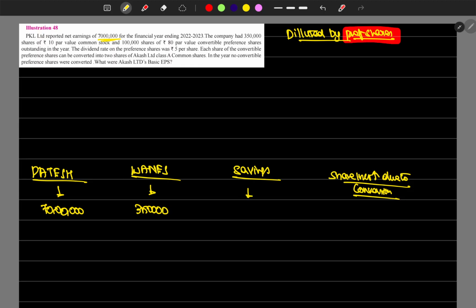Okay, what could be the savings for preference shares? If the preference shares are converted into equity shares, the preference dividend would be the savings, right? What's the preference dividend? Which is rupees 5 per share. Okay, each share of the convertible preference shares is converted into 2 shares. Okay, 1 lakh shares into 2 equity shares, which is 2 lakh equity shares.